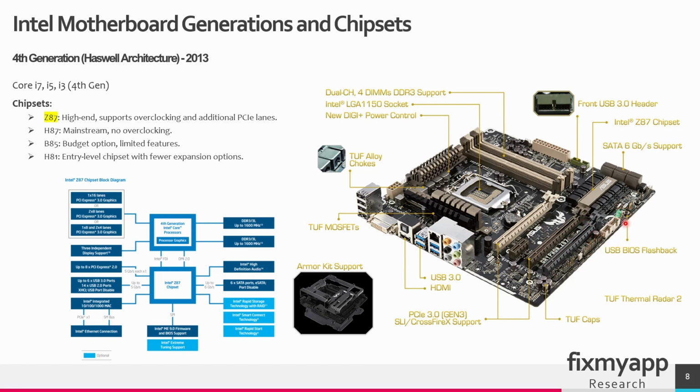Here is the USB located, the 6 GB SATA port. So if you look at the chipset, you can see that it supports 6 SATA ports of 6 GB, and that is implemented on the motherboard. This is the front USB 3.0 header. So if you look at the chipset diagram, it supports up to 6 USB 3.0 ports. So this is one of those ports, and the other ones are located here.